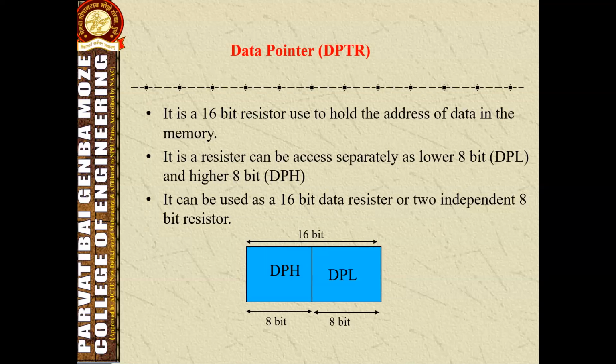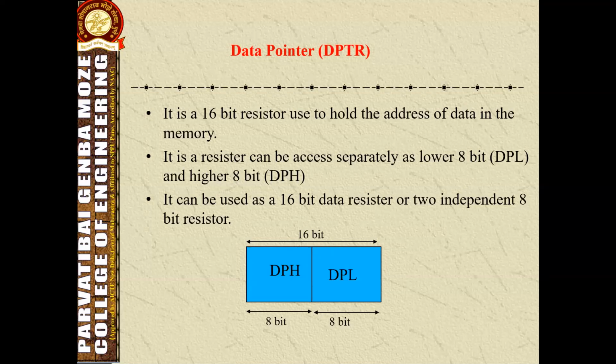In the 16-bit register, we can use it as two independent 8-bit registers: one is data pointer lower and the other is data pointer higher. It serves as the base register in instruction handling, lookup tables and external data transfer. The data pointer register can be accessed separately as a lower 8-bit and a higher 8-bit. The lower 8-bit is called DPL and the higher 8-bit is called DPH.